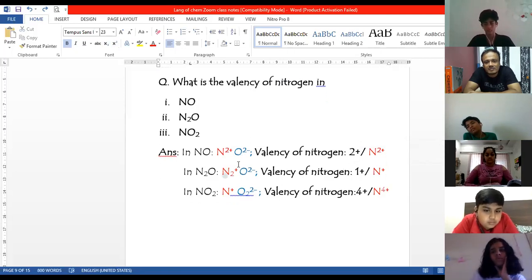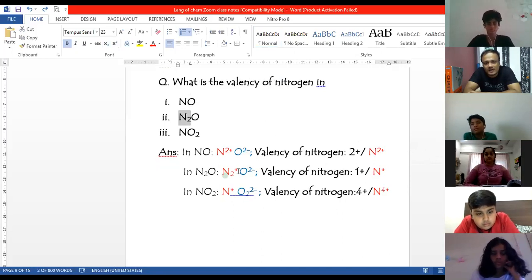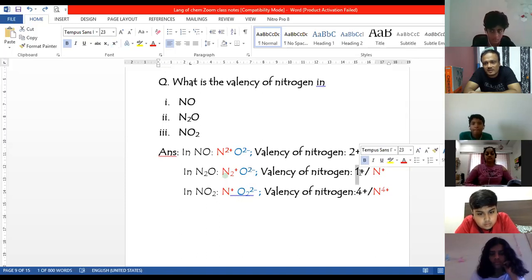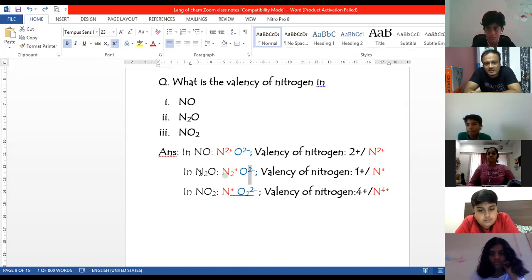In the second compound, nitrous oxide, you can see that for one atom of oxygen we have two atoms of nitrogen. The valency of oxide remains the same, that is 2, but then that 2 is shared by two atoms of nitrogen, so it goes 1 each for each nitrogen atom. That is the reason why the valency of nitrogen becomes 1 over here. Because this is 2 and there are two atoms sharing that valency, it is 2 divided by 2, that is 1. So that is why the valency of nitrogen in nitrous oxide is 1.